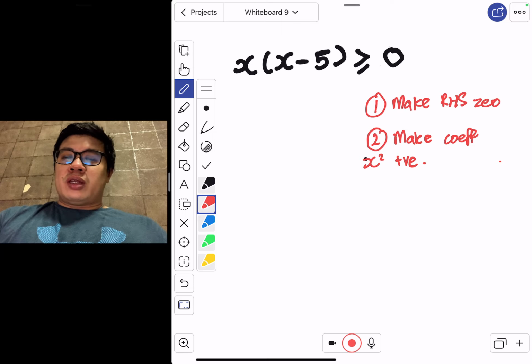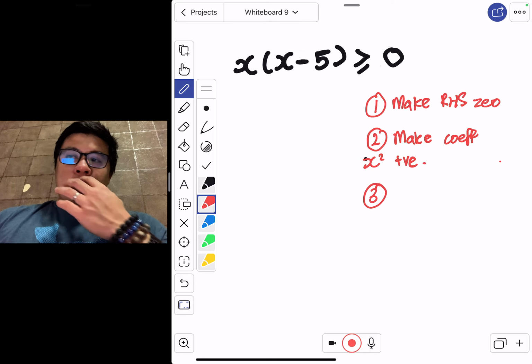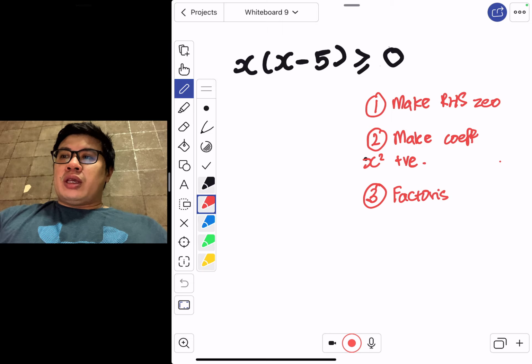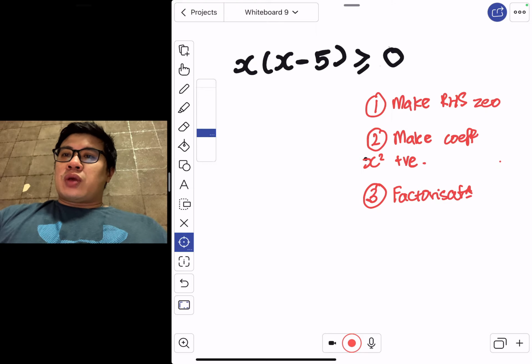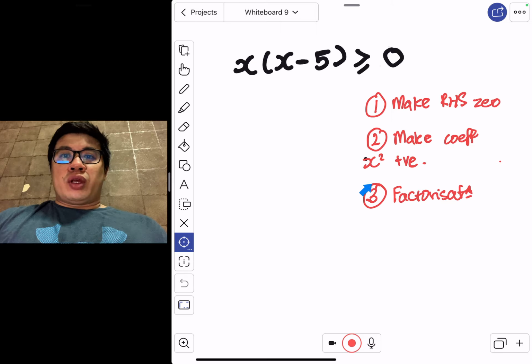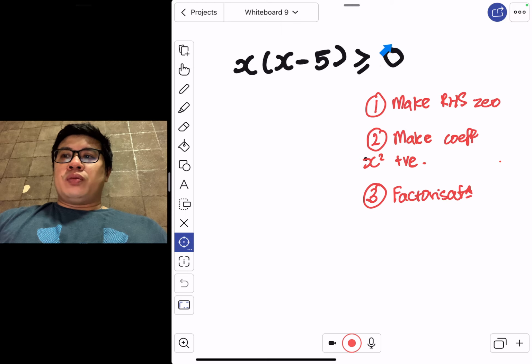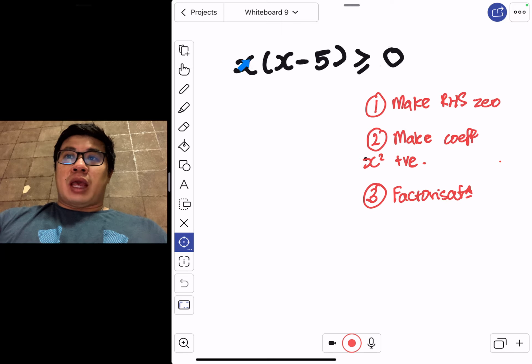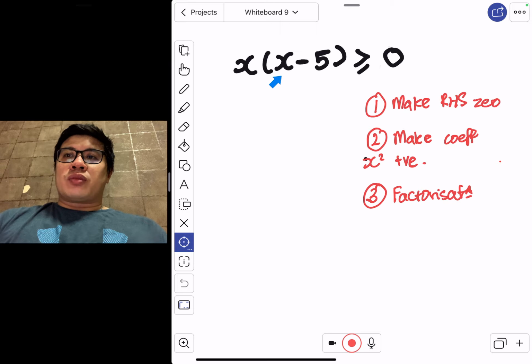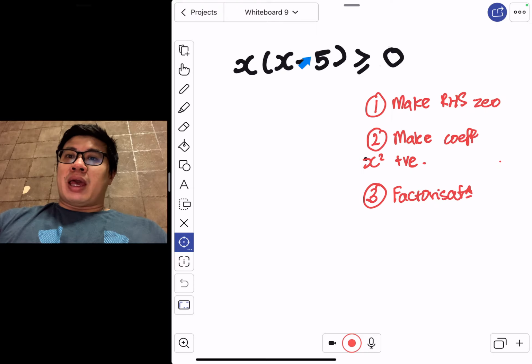Now the third step: in order to solve the inequality, you need to solve it as though you're solving an equation, which will involve, most of the time, factorization. The first idea that comes to your mind should be factorization. You need to factorize the quadratic inequality. As you can see in this question here, x multiplied by x - 5 fulfills the following conditions. The right hand side is 0. The coefficient of x squared is positive 1. And it is already in the factorized form, x multiplied by x - 5.